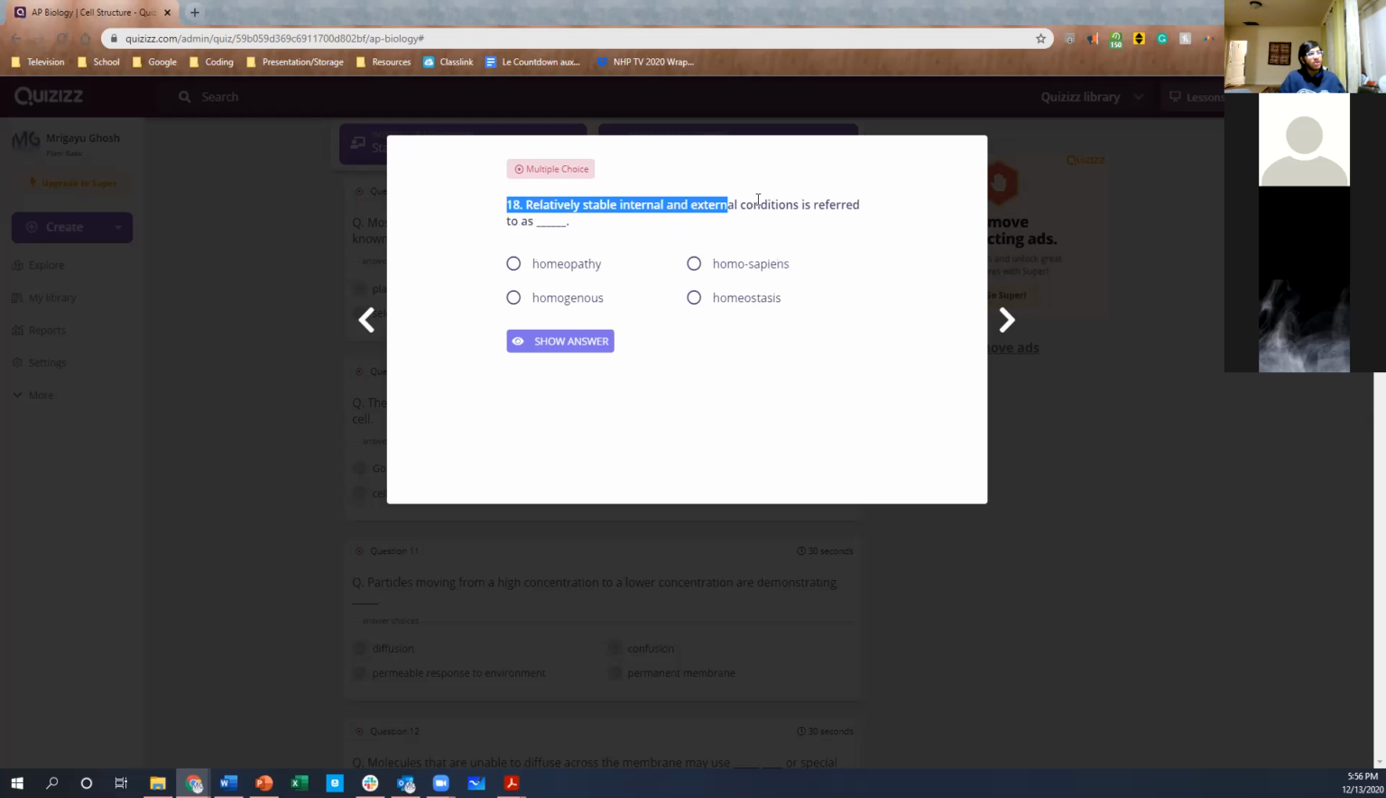Relatively stable internal and external conditions is referred to as homeostasis, right? And okay, there are two ways in which we maintain homeostasis. Do you guys know what those are? Well, cell membrane, yeah, that's not what I was going for, but you're right. Cell membrane definitely helps maintain homeostasis, but there are mechanisms. Do you guys remember feedback loops, negative feedback and positive feedback?